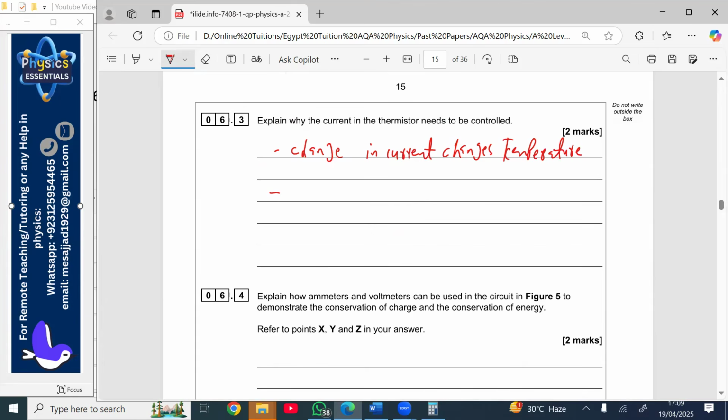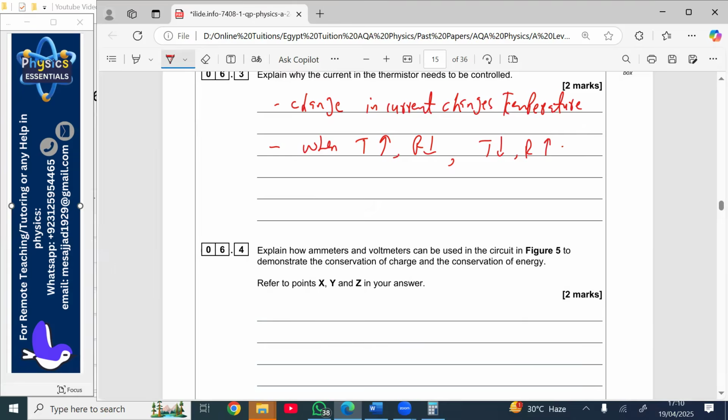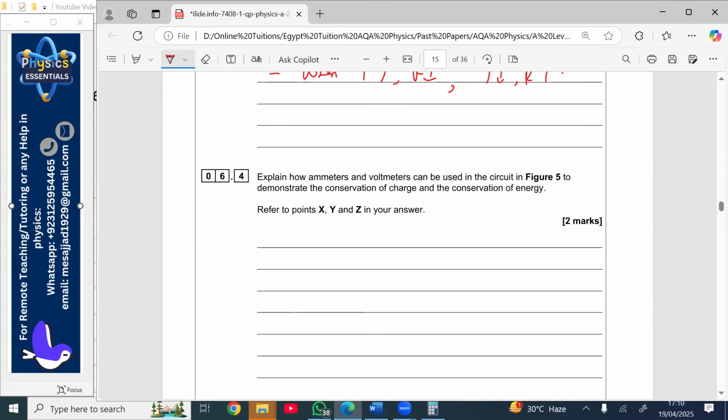And what happens further: when change in current happens, there is a change in temperature, and when temperature goes high, resistance goes down. This happens in negative temperature coefficient thermistors, not the positive coefficient ones. For positive coefficient thermistors, temperature and resistance move the same way. Temperature goes up, resistance goes up. But in negative coefficient thermistors, temperature goes up, resistance goes down.